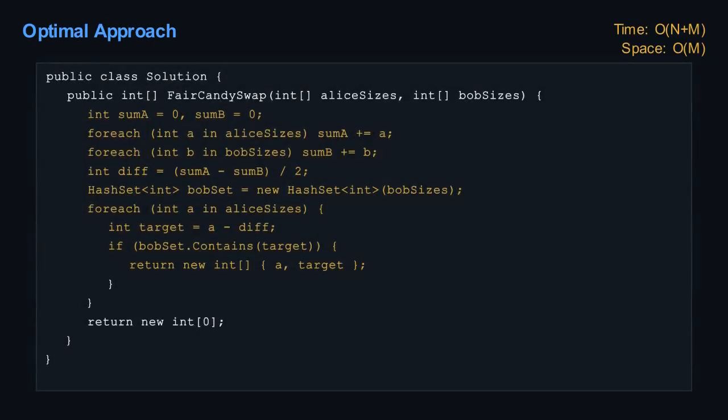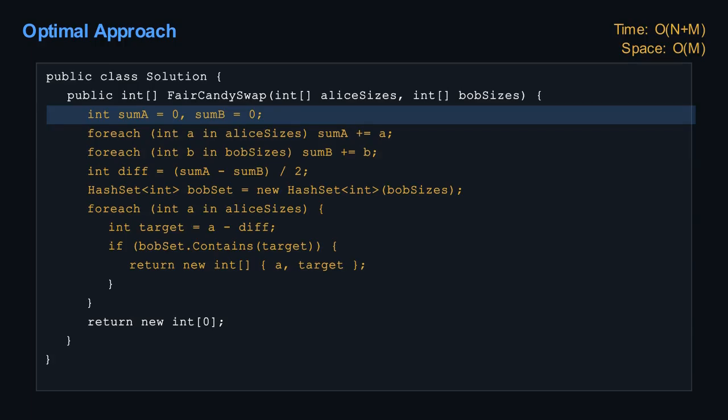The key insight to optimize this problem is to transform the balancing condition into a simple equation that we can solve more directly. Instead of recalculating sums repeatedly, let's figure out exactly what kind of candy Bob needs to have for any given candy Alice might give up. Let's say Alice's total candy sum is sumA, and Bob's is sumB. If Alice gives away a candy of size a and receives a candy of size b, her new total will be sumA minus a plus b. Similarly, Bob's new total will be sumB minus b plus a. For them to be fair, these new totals must be equal.